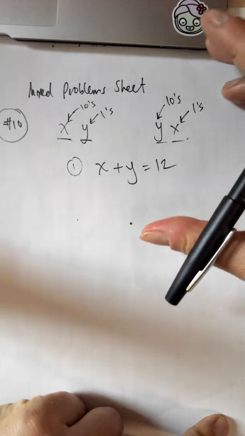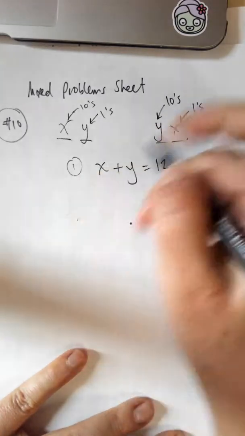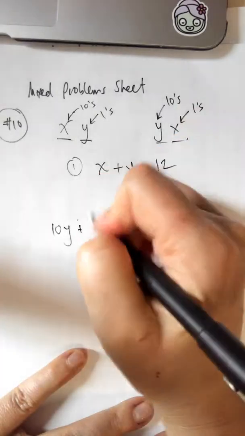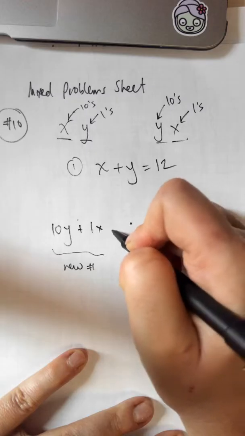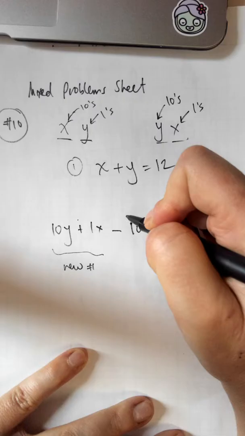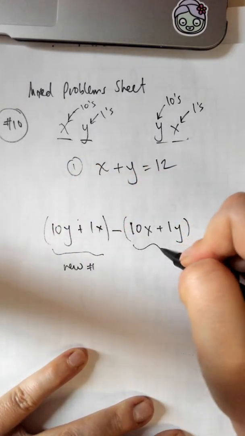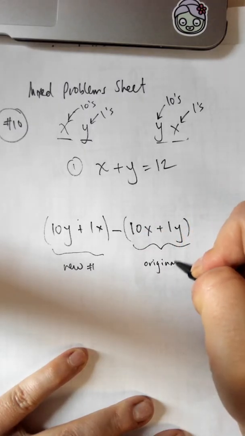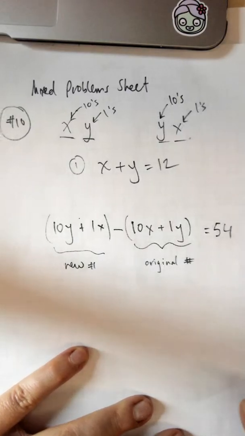The difference between the new number and the original is 54. So the new number, well, this y value is worth 10, so I'm going to write 10y plus, really it's like 1x. That's the new number. Minus, here the x is in the tens column, so actually I should put this in parentheses, 10x plus 1y, that's the old or the original number. And the difference is 54. Okay, so we can solve this.